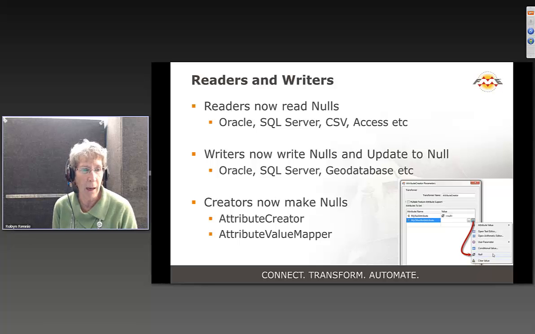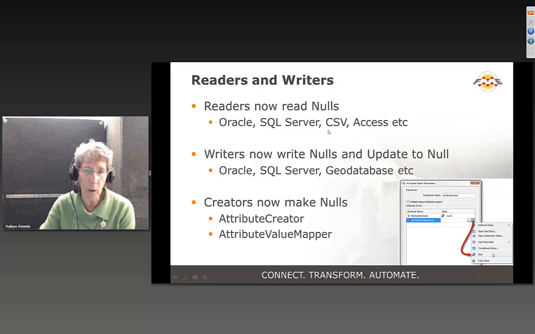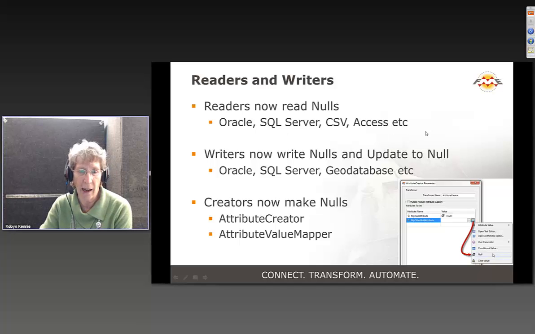But when we read them in was where we were having the biggest difficulty, and so now all of our major readers actually read in null values correctly. So this includes the database ones such as Oracle, SQL Server, and also many of the ones that you might not consider to be quite so databasey, CSV or Access. So these will now read those null attributes in and have them as data on your features.